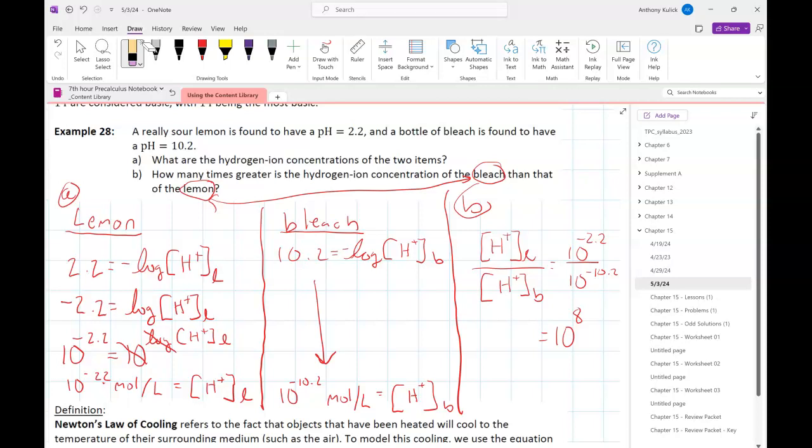Everybody feel okay with what we did there, though? Again, mathematically, the mathematics is pretty simple, right? Not crazy. Everybody good?